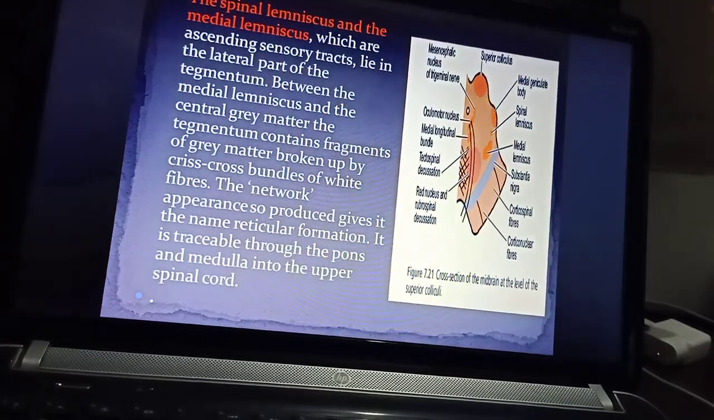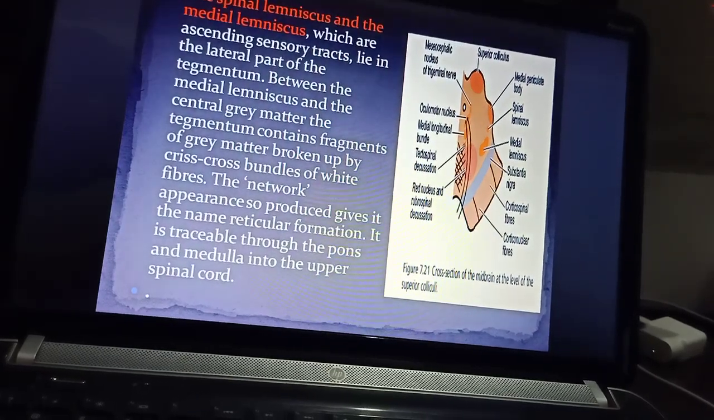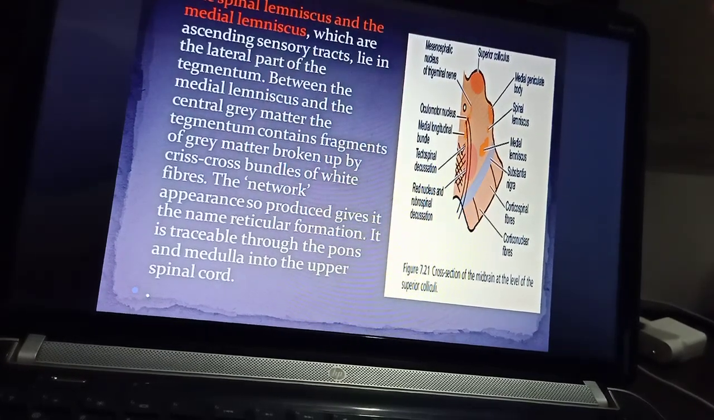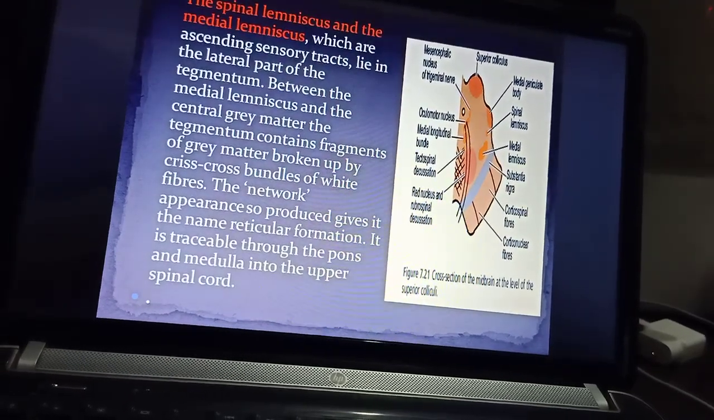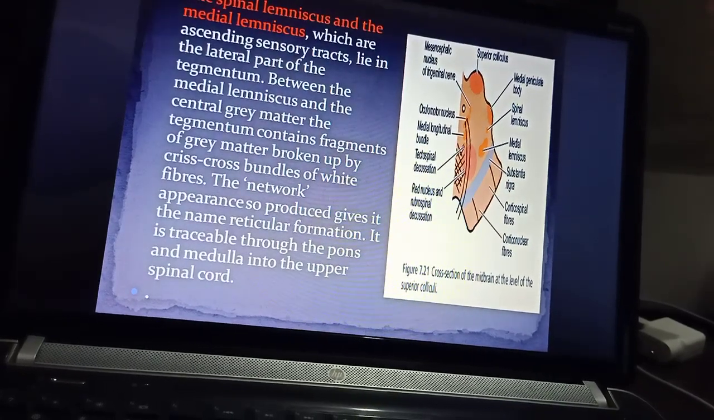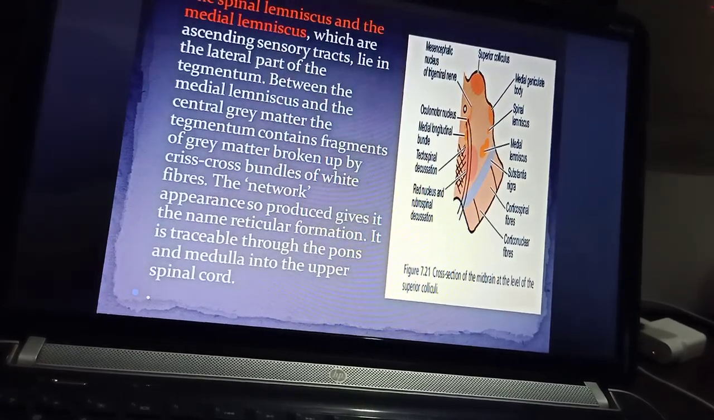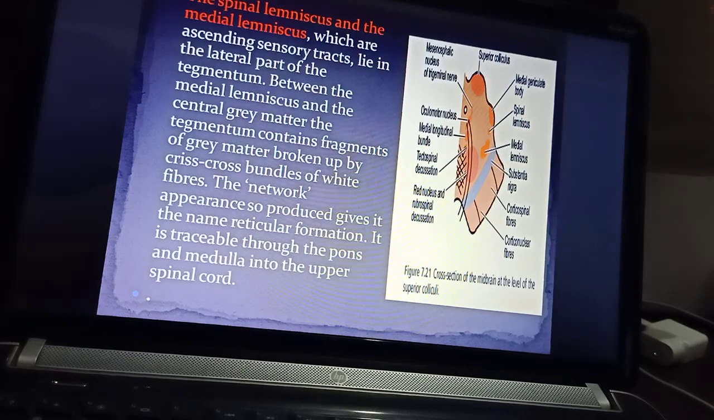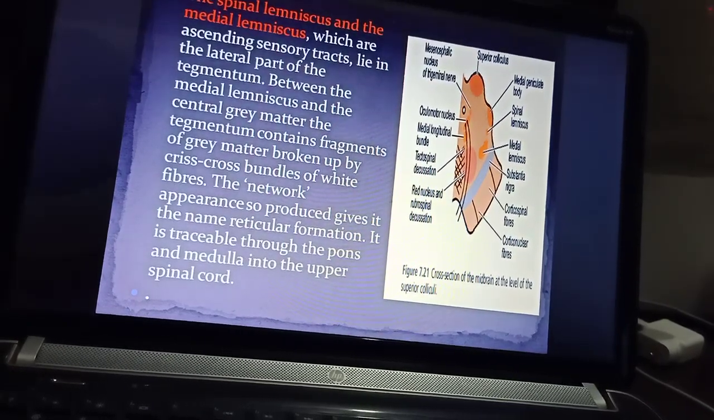The spinal lemniscus and medial lemniscus, which are ascending sensory tracts, lie in the lateral part of the tegmentum. Between the medial lemniscus and central grey matter, the tegmentum contains fragments of grey matter broken up into criss-cross bundles of white fibers. The network appearance produced gives it the name reticular formation. It is traceable throughout the pons and medulla into the upper spinal cord.